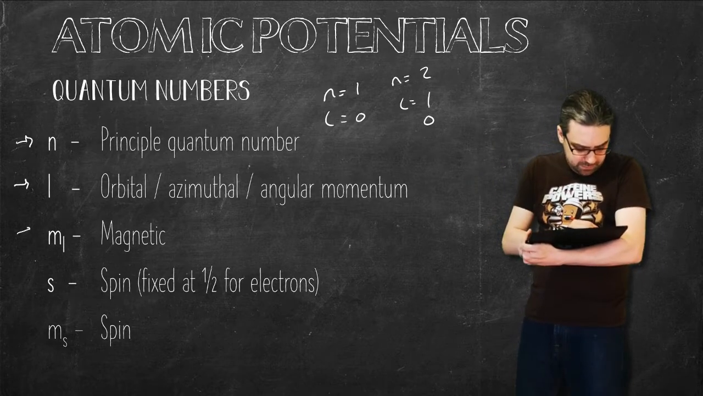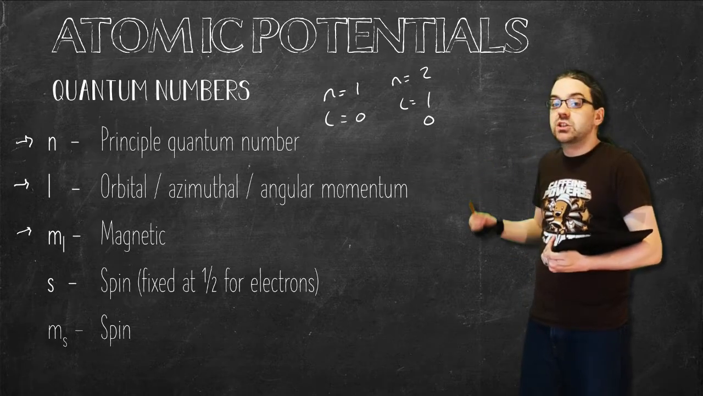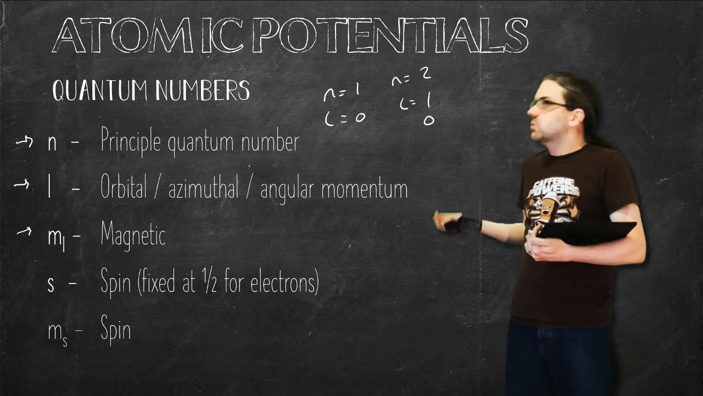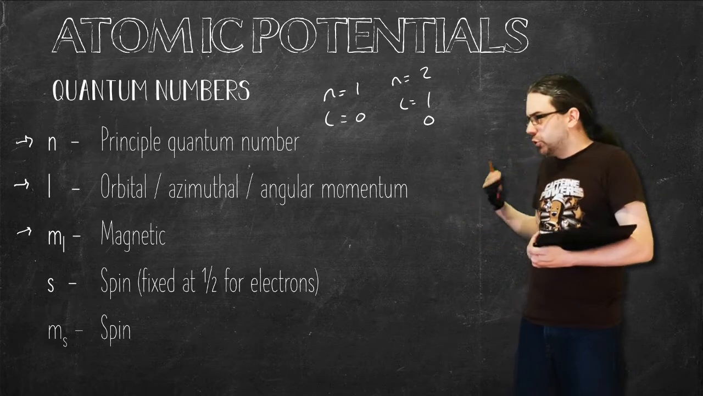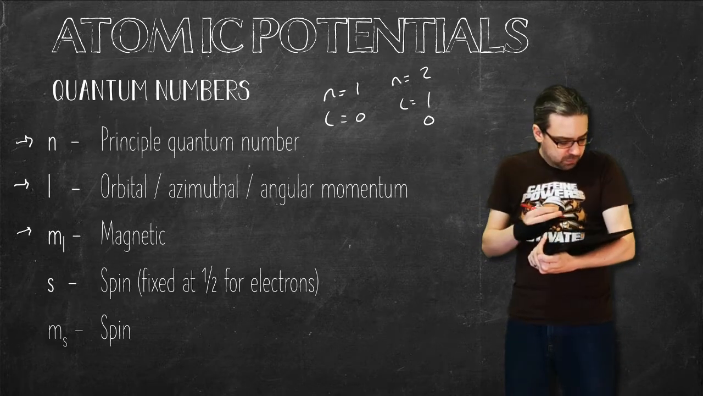Then we also have the magnetic quantum number. That tells us how that angular momentum is distributed in space. We'll get onto how that actually looks in the next lecture, because we want to push onto what orbitals look like from a particle model point of view.